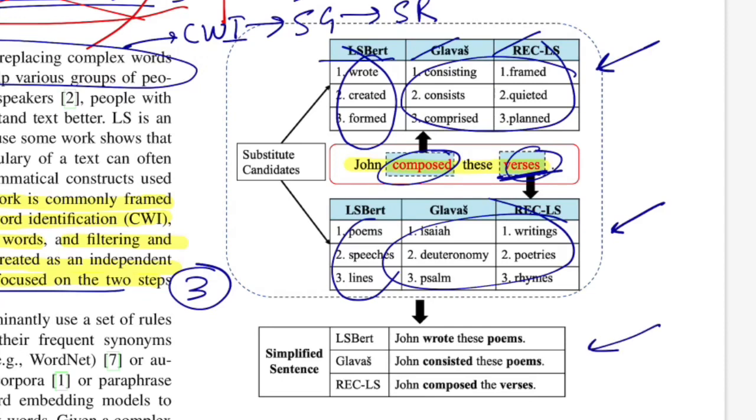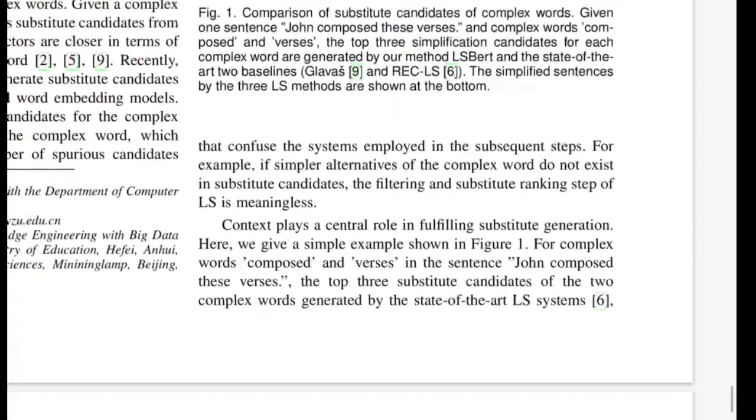So this is the table that shows the results after you have done substitution for both the complex words. The LSBert came up with "John wrote these poems", whereas these are the samples generated by remaining systems. So it's clearly visible like LSBert has a bit of a lead in terms of doing simplification. And that's what the authors also mentioned in the abstract. When they compared it with the baseline and existing state of the art, they were performing better. Okay, so let's move forward.